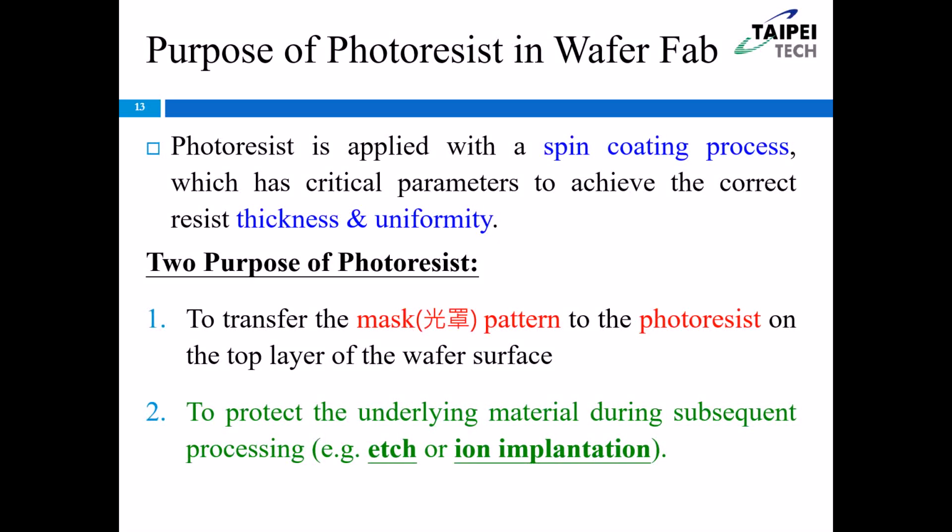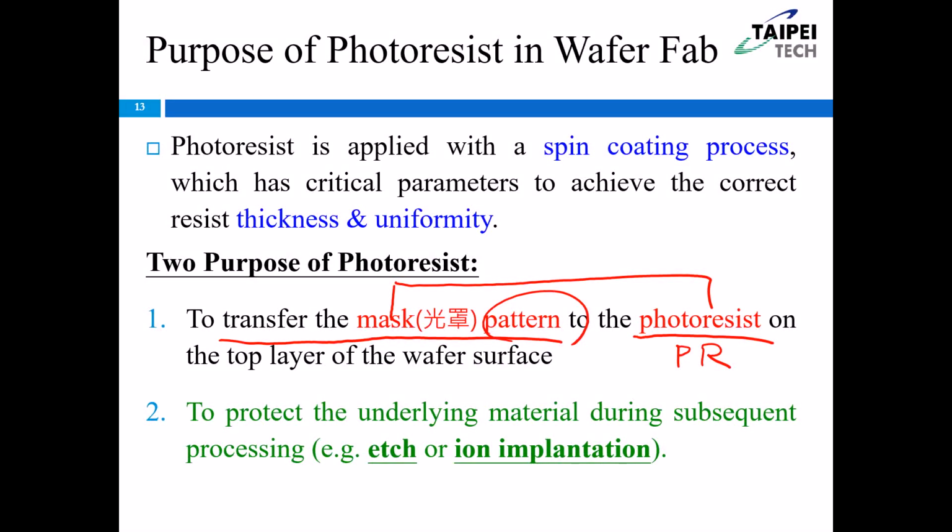The first one, we want to transfer the mask pattern to the PR, on the top layer of the wafer surface. We want the photoresist to have the same pattern as the mask. So the mask and the photoresist, we want them to have the same pattern.